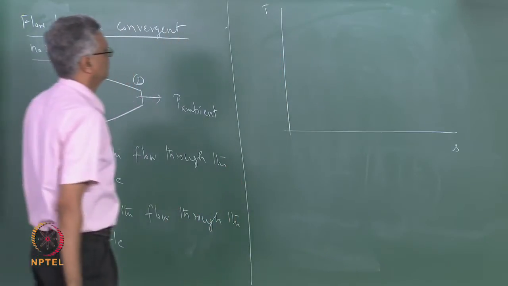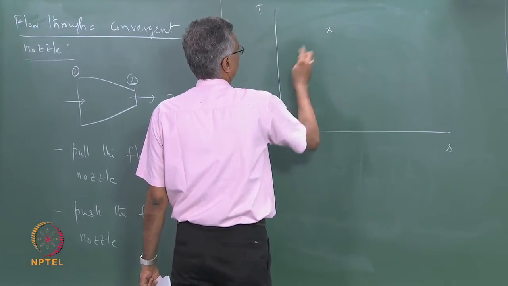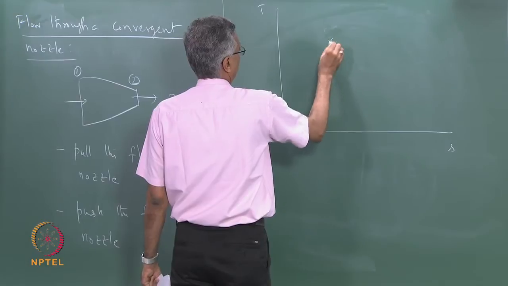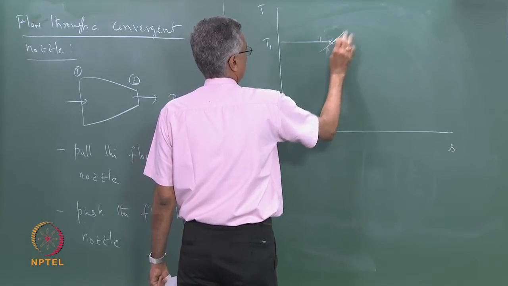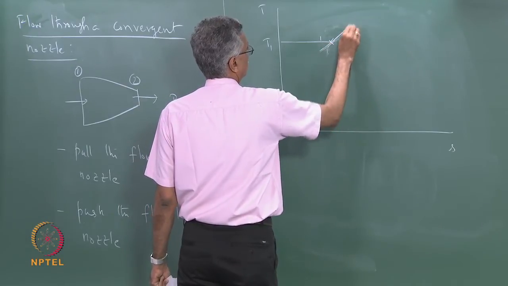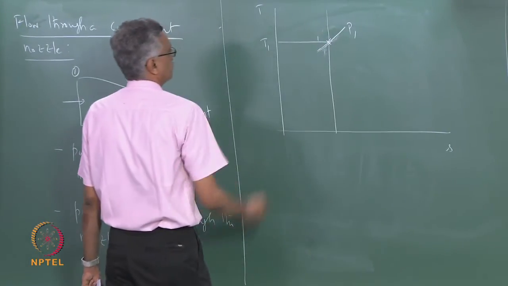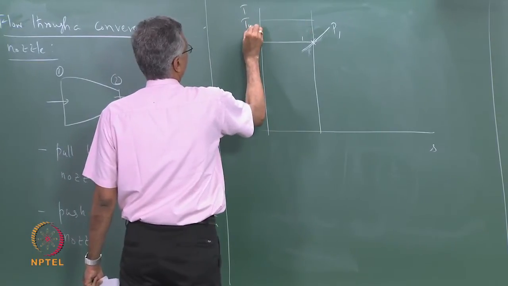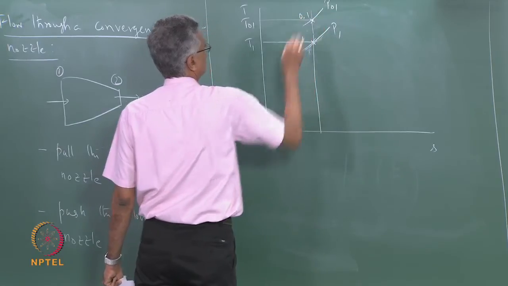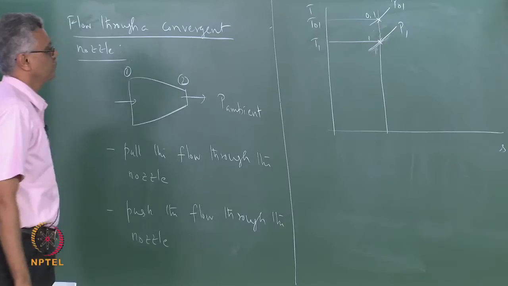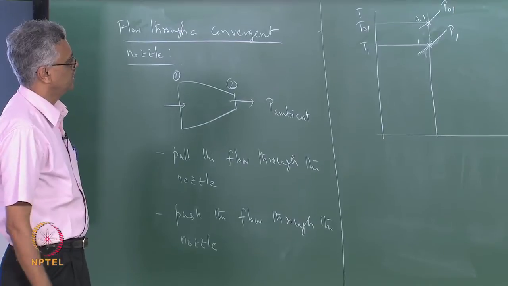So we start by pulling the flow through the nozzle. Let us say that the inlet state is over here. Let me do it like this. So this is 1. Let us say this is T1, and let us say that this is my T01 and this is my P01, my stagnation state 0, 1. So this is my inlet state, and I have shown the stagnation state also.